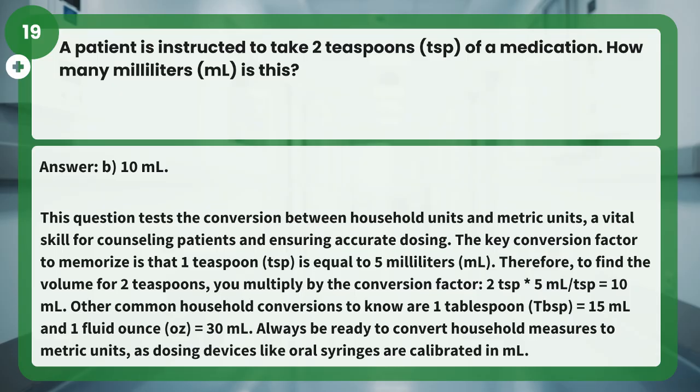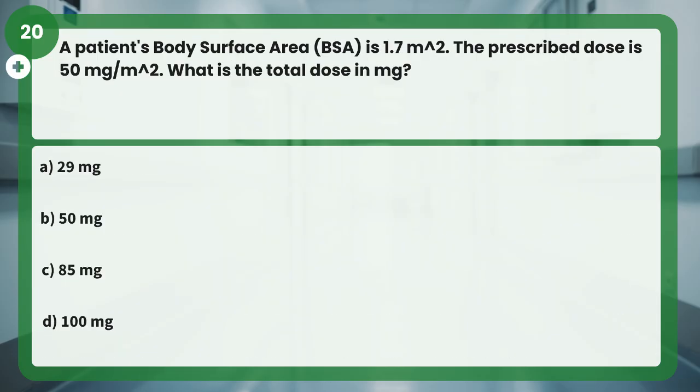Therefore, to find the volume for 2 teaspoons, you multiply by the conversion factor, 2 teaspoons * 5 milliliters per TSP equals 10 milliliters. Other common household conversions to know are 1 tablespoon equals 15 milliliters and 1 fluid ounce, Oz, equals 30 milliliters. Always be ready to convert household measures to metric units, as dosing devices like oral syringes are calibrated in ml.